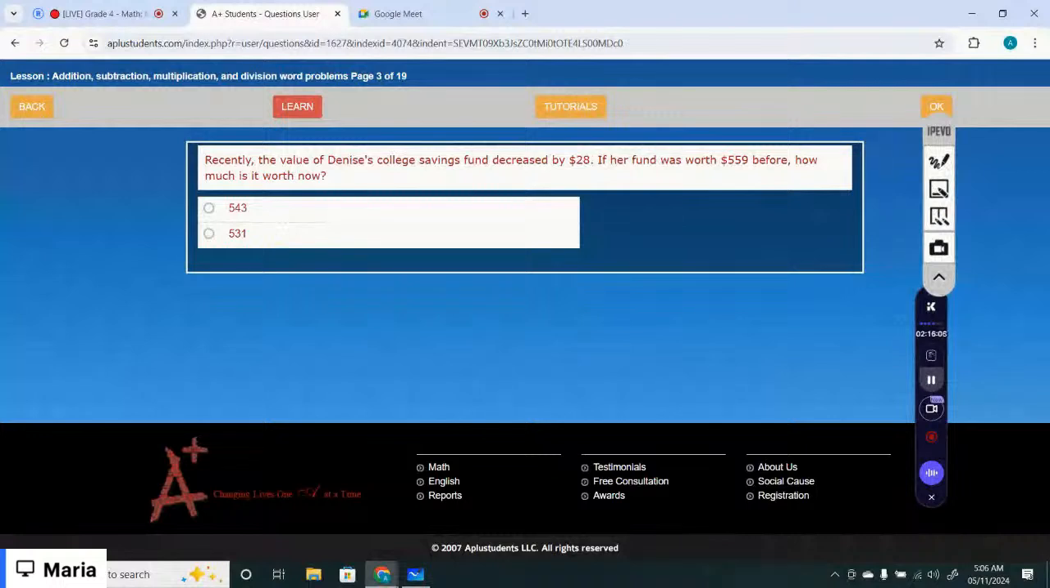Recently, the value of Denise's College Savings Fund decreased by $28. If his fund was worth $559 before, how much is it worth now? So which is the correct option?